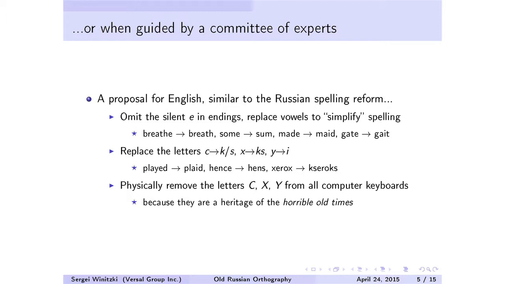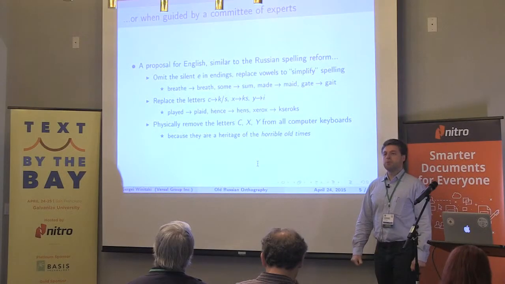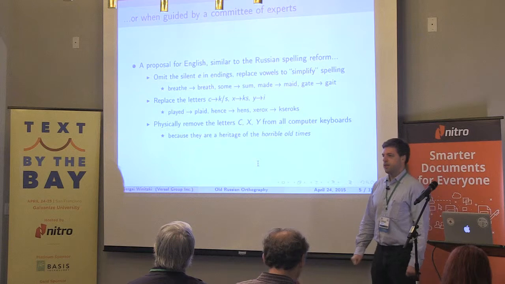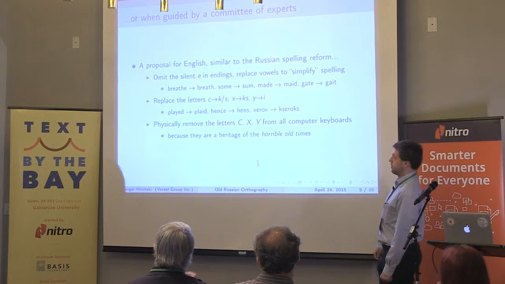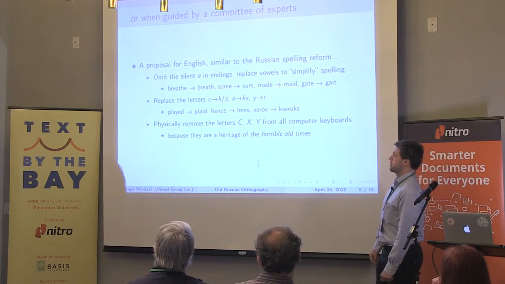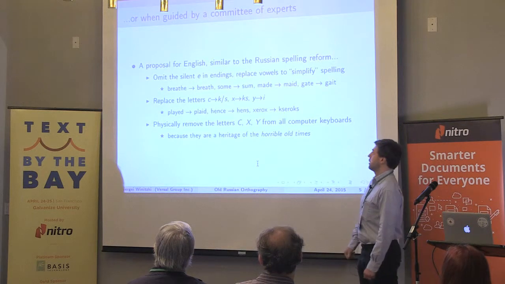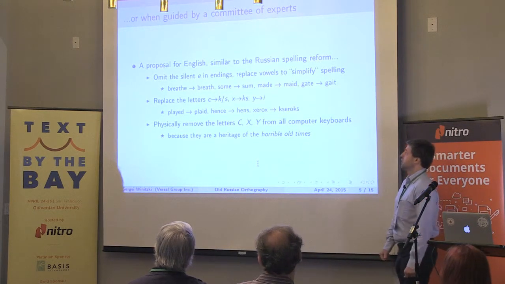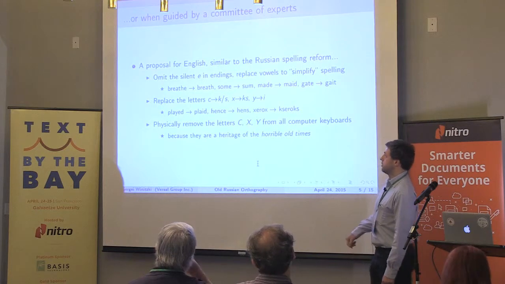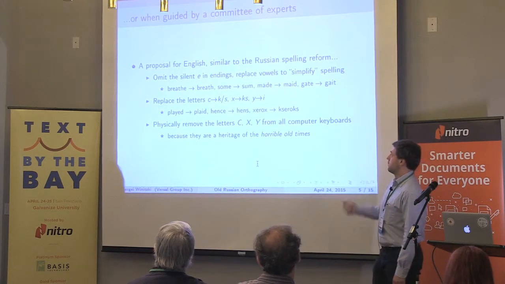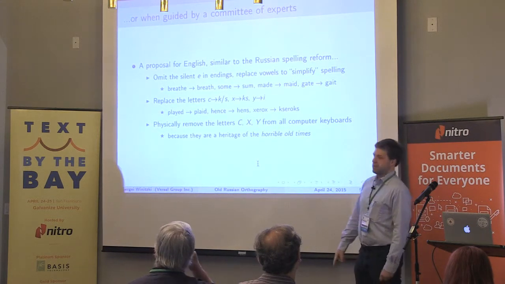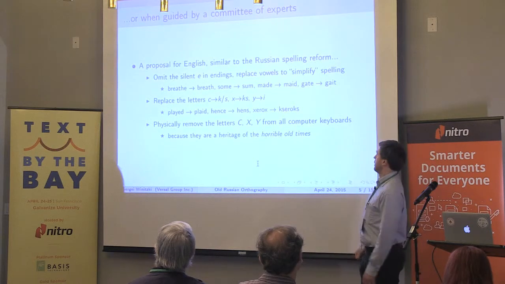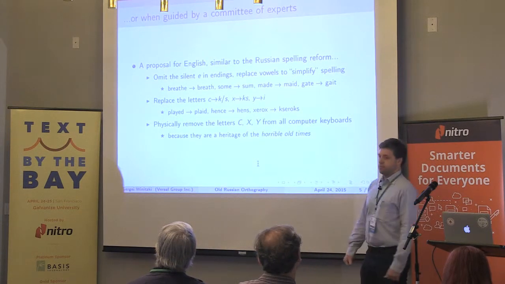In order to give you a flavor of what kind of changes there were, I prepared here an imaginary proposal for reform of the English spelling that would be similar in detail to what happened to the Russian orthography. So let's first of all omit the silent E in word endings. And then we'll replace other vowels so that spelling is simplified. So for instance, instead of made, we just spell M-A-I-D. And instead of some, S-O-M-E, we spell S-U-M. That's just simpler. And we eliminate the E whenever it's not pronounced.